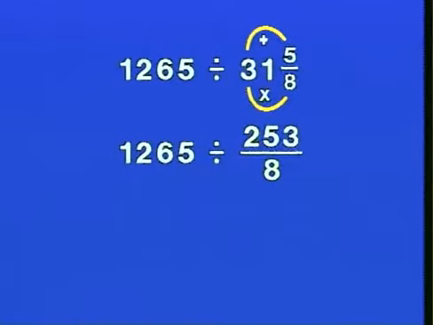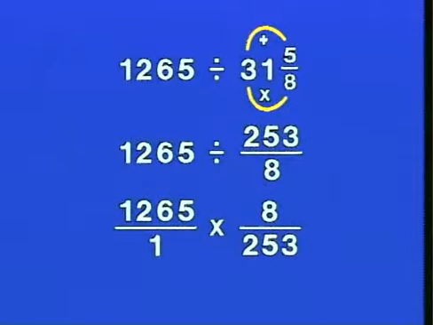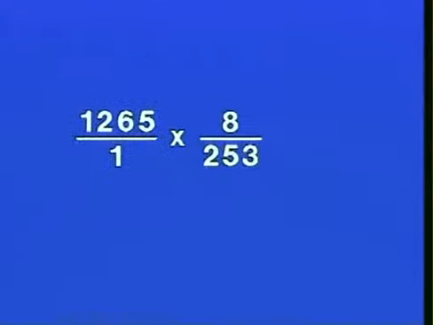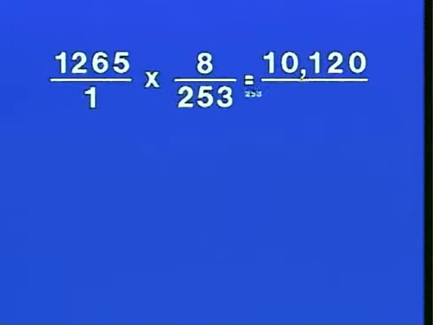So 253 over 8. Now 1,265 divided by 253 over 8, we're going to change the sign to times and flip over the fraction. It's actually 8 over 253. And when we divide like this, we think of 1,265 as being 1,265 over 1. Now our prescription for multiplying fractions is to multiply straight across. And in the numerators, 1,265 times 8 would be 10,120. In the denominators, 1 times 253 is 253.